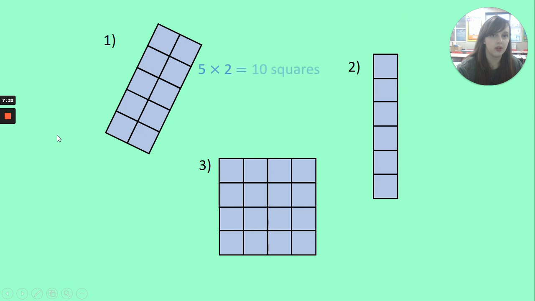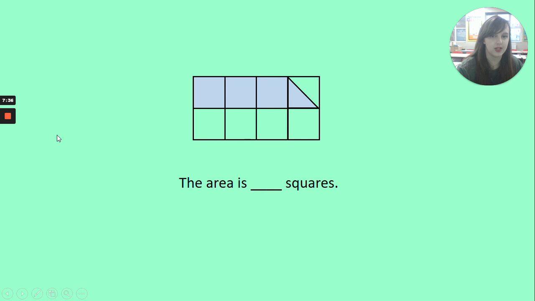Fantastic. If we look at this shape, you'll notice there's something funny about this last box here. It's only filled half of the box. So what's the area of this shape going to be? We've got 1, 2, 3 full squares, and then we have this 1 half square. So the area of this shape is going to be 3 and a half squares, and this is how we're writing 1 half. It's 1 over 2.